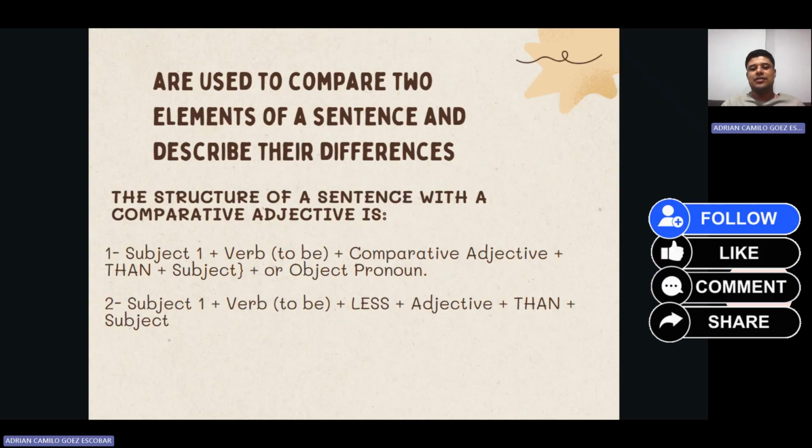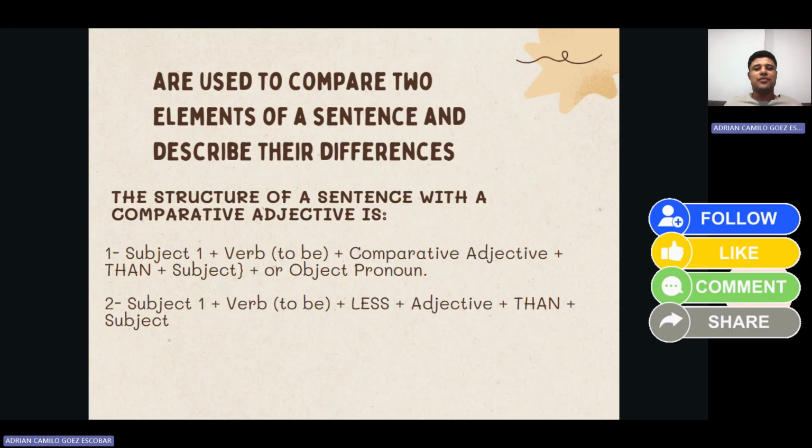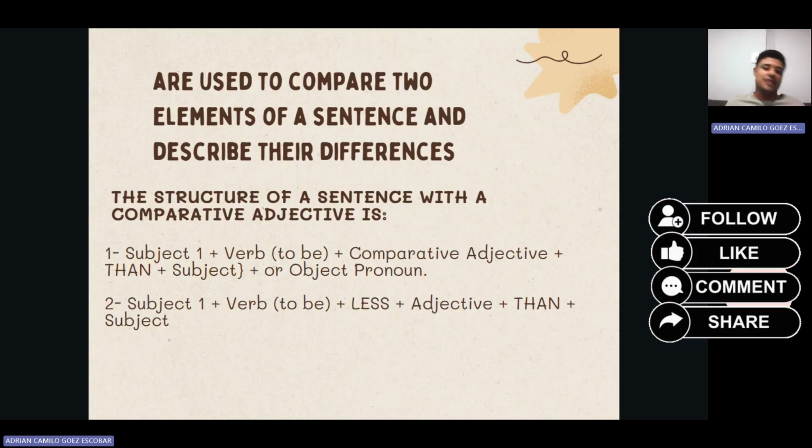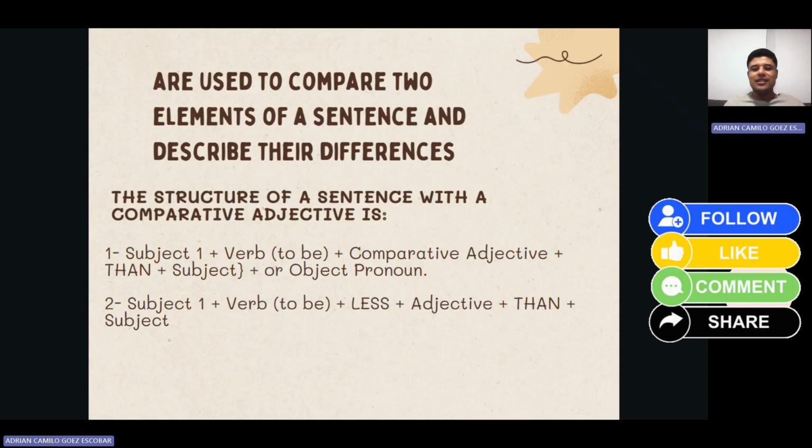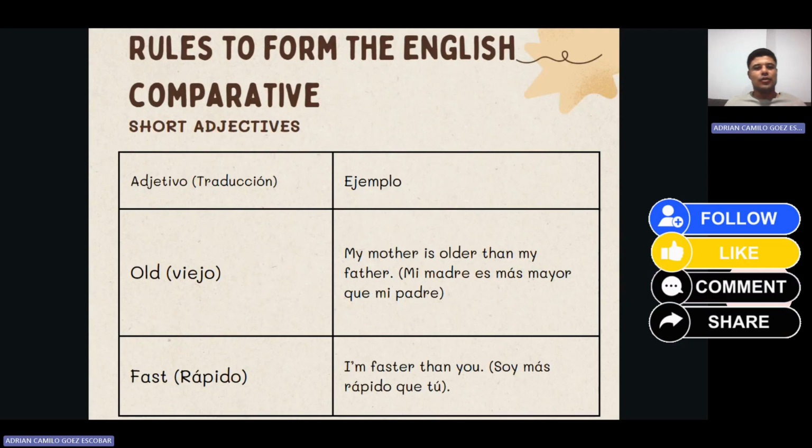The structure is subject one plus verb to be plus "less" plus adjective plus "than" plus subject two. Its characteristics are: the word "less" is always used before the adjective. The adjective always keeps its base form. It does not change, and this applies to adjectives of any length, short or long. Rules for the English comparative.